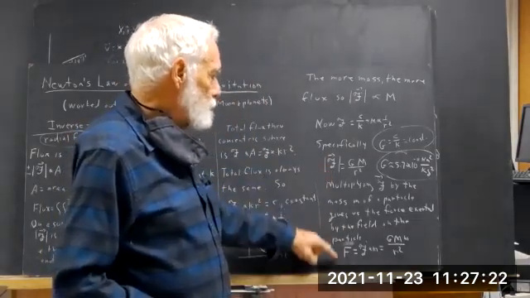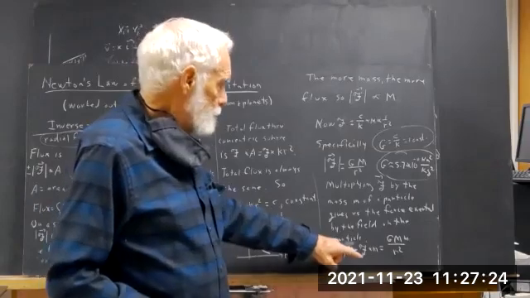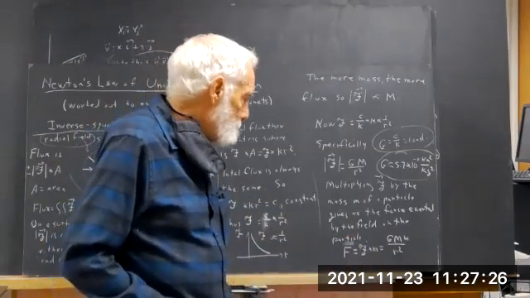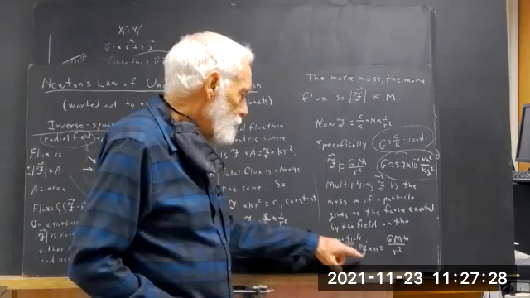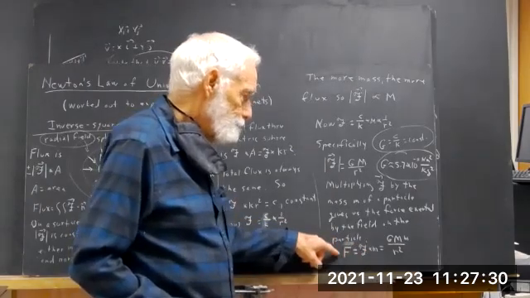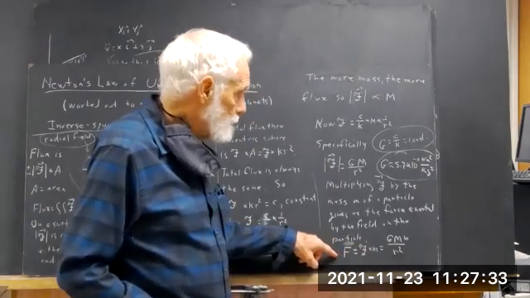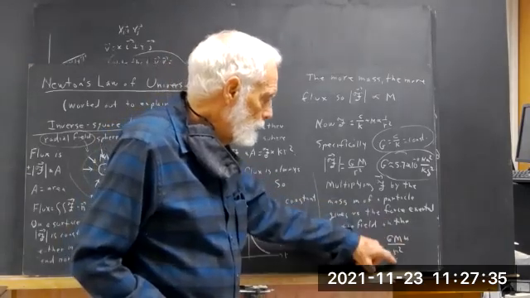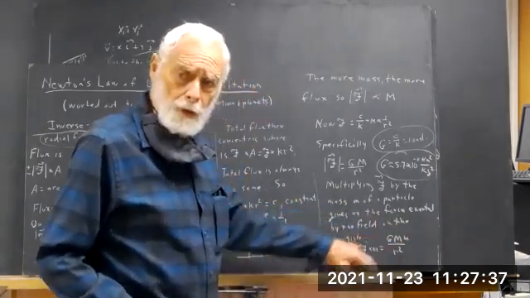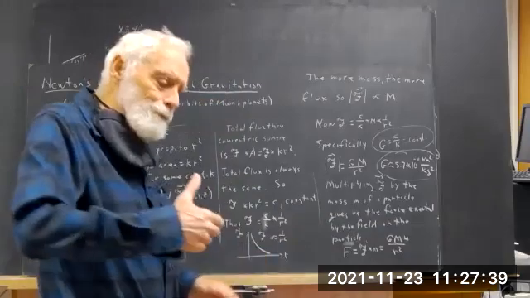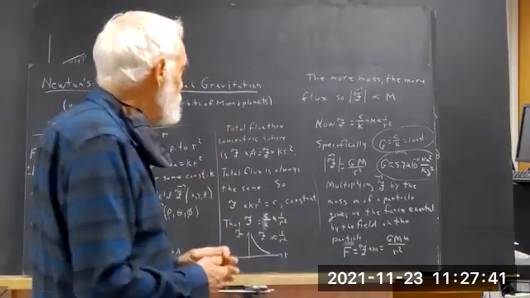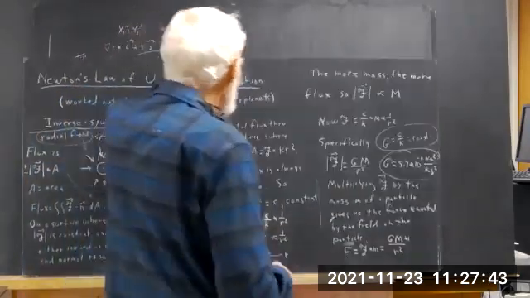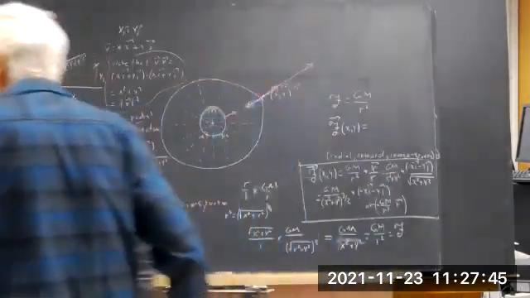Digressions aside, that's what the field does. Field times mass gives you force. So the force is G big M little m over r squared. It has magnitude, and it's oriented toward the center.